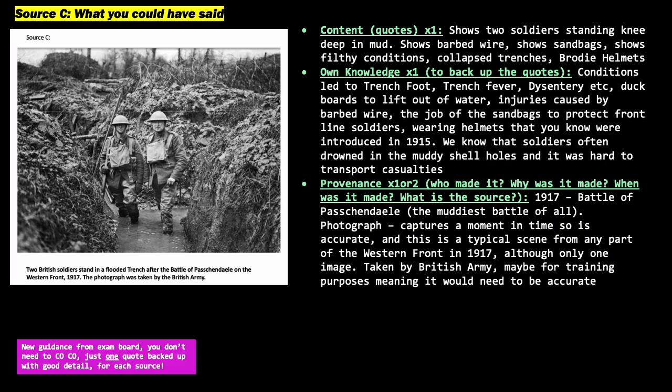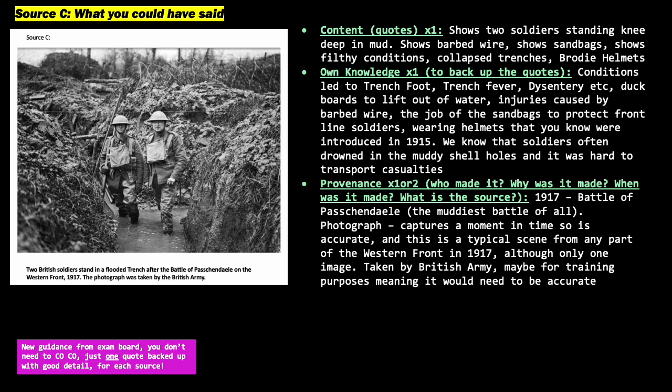Okay, so provenance on this one again, 1917. So you know that's around the Battle of Passchendaele, which was the muddiest battle of the whole war. So many casualties, drownings, the horses, the transport, everything was just destroyed in this battle.